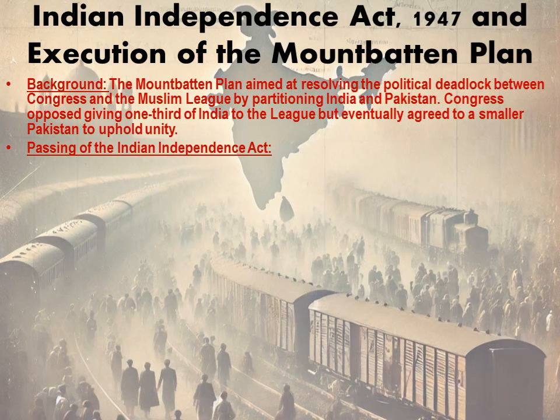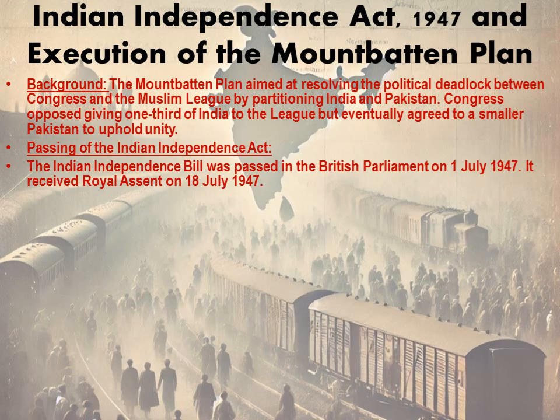Passing of the Indian Independence Act. Now, the final act of independence is happening after 190 years of British colonialism. The Indian Independence Bill was passed in the British Parliament on 1st July 1947. It received royal assent on 18th July 1947. So everything was done legally in the British Parliament, and all of them agreed to decide the fate of India. And the people who decided the fate of India had no Indians among them.